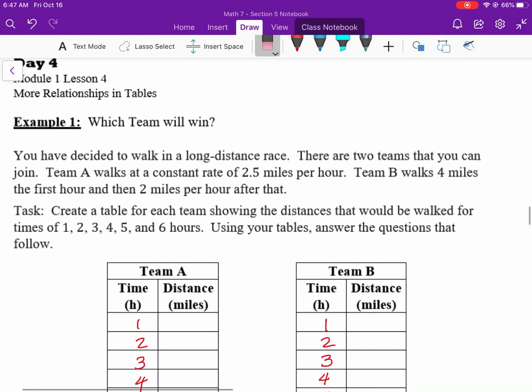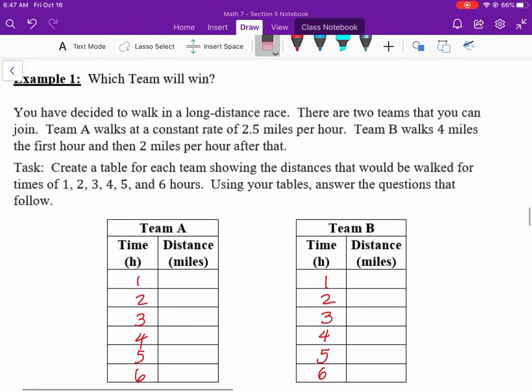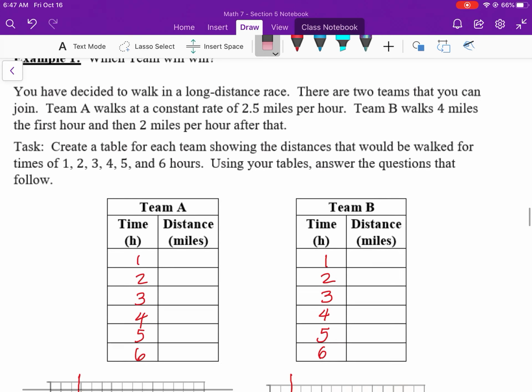This is about some proportional relationships in tables, or maybe not proportional relationships. So we're going to make tables today. This is day 4. This example is a very long distance race.